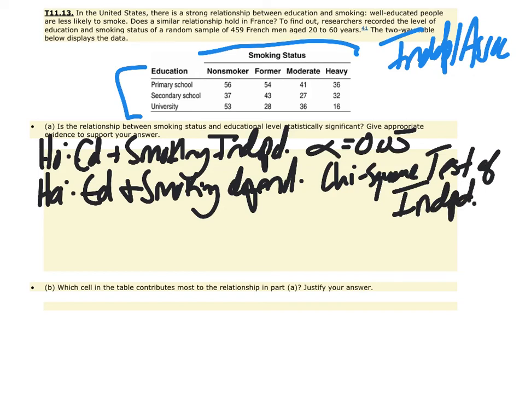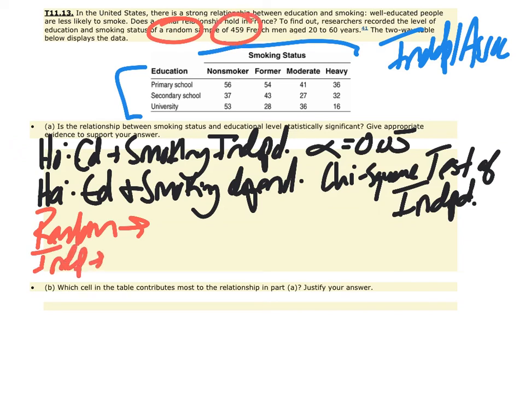Okay, for the plan, let's go ahead and check for randomness. On here, if we take a look at it, it clearly says there was a random sample, so write that there was a random sample taken. Independence: can we assume that there are at least 4,590 Frenchmen? Yes, we can. So between the ages of 20 and 60, you could write that down.